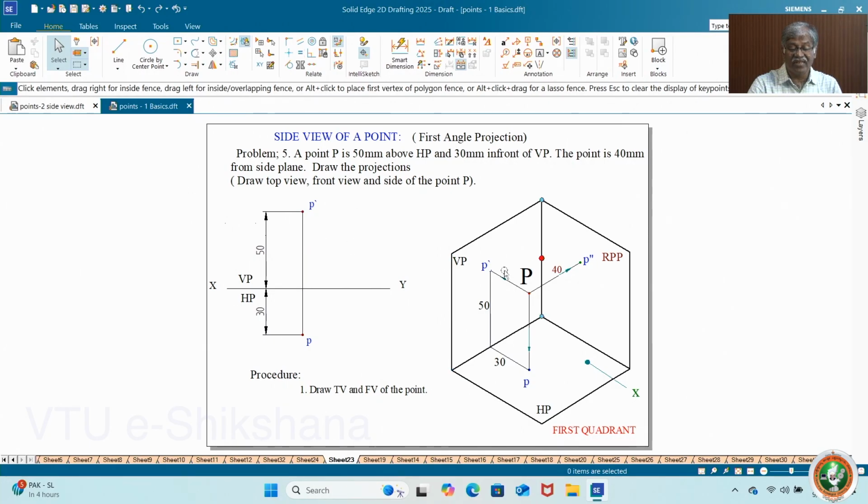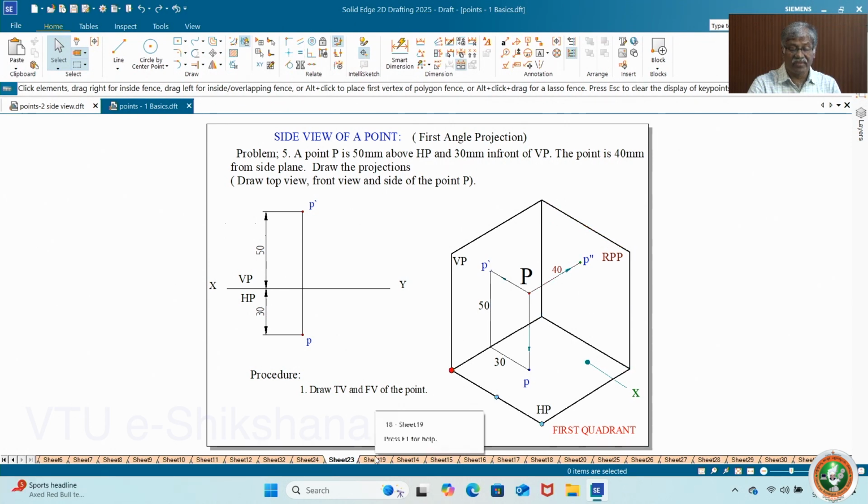You just see this imaginary plane containing this block, that is the rectangle, is 40 mm away from it. That means you have to take 40 mm away from this and draw one more line. Let me call this reference line x1, y1. And if you look from the left side, the RPP looks like an L shape.